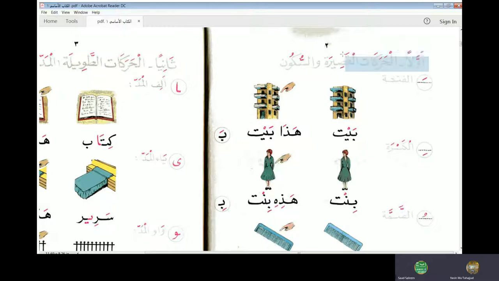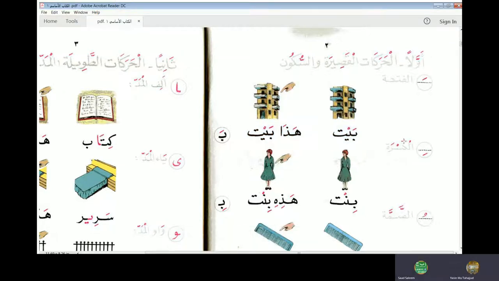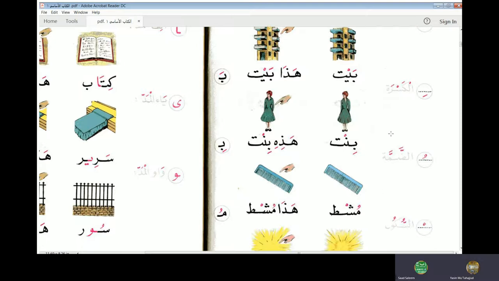First of all, al-harakat al-qasira wa sukoon, short vowels and sukoon. First we will learn about short vowels. Sukoon means absence of vowel. So this symbol is called fatha. Read this. Bait. Have a bait. A house, this is a house, okay.